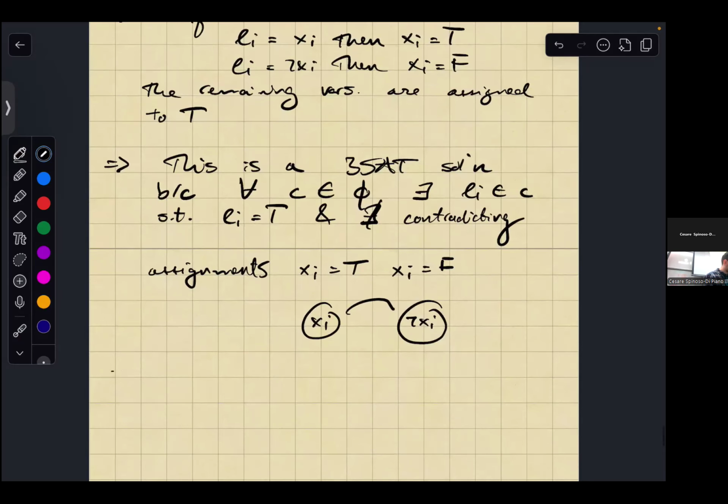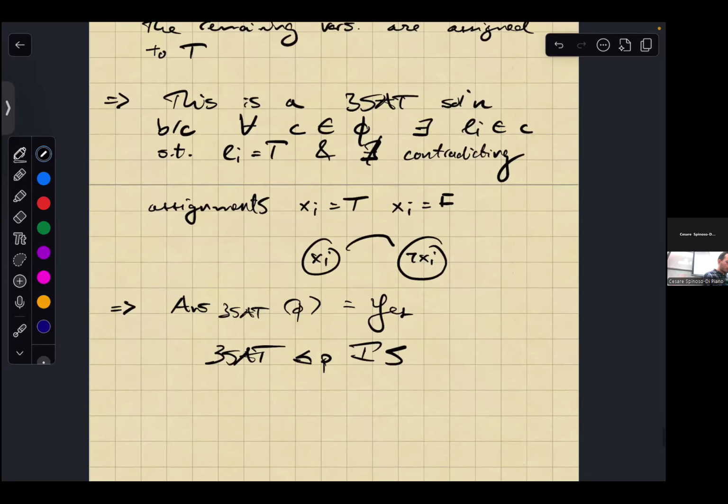So that means that my answer to the 3-SAT problem is yes. So I have a yes if and only if a yes. And so 3-SAT reduces in polynomial time to independent set. So therefore, again, we have a double result. Independent set is doubly NP-complete. Nice. All right.